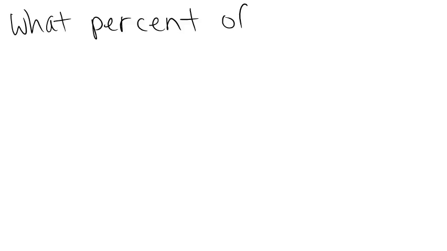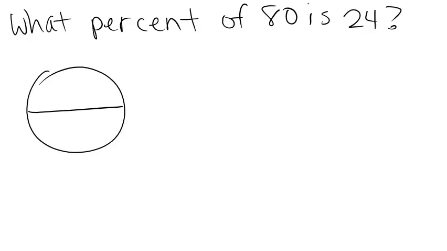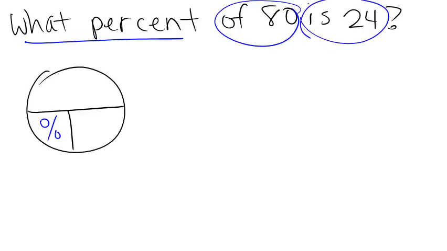So another thing we can do with the percent circle is to find the percent. So a question might ask something like, what percent of 80 is 24? And we can use this percent circle to figure that out. What percent, so we don't know the percent, but we do have two other numbers, 80 and 24. We see that 24 is paired with is, so that means part, and 80 is paired with of, so that's the whole. So I'm going to put 24 on top and 80 on the bottom.